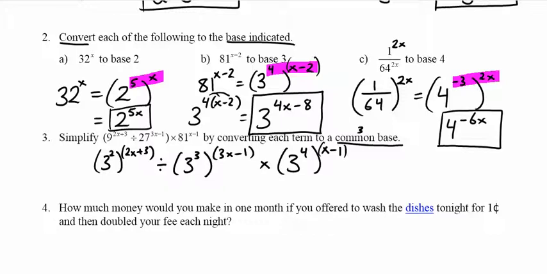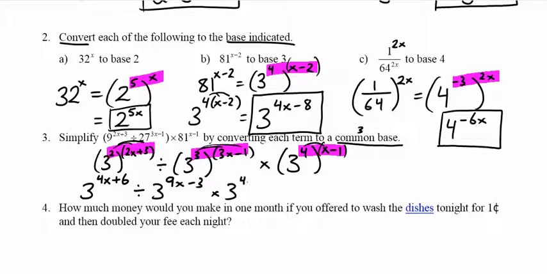Now you can use the power law to combine all your exponents through multiplication. Don't forget that you actually have to expand it into the brackets. So 2 times 2x, 2 times 3. 3 times 3x is 9x. 3 times negative 1 is negative 3. 4 times x is 4x. And 4 times negative 1 is negative 4.